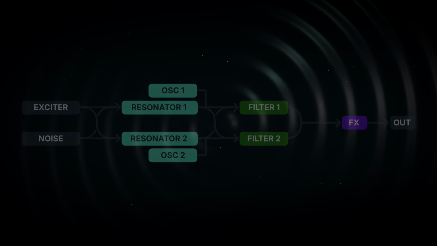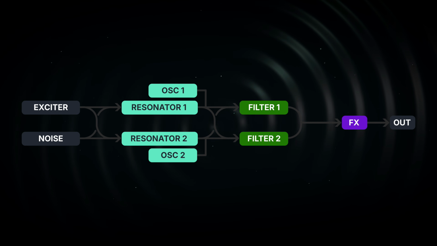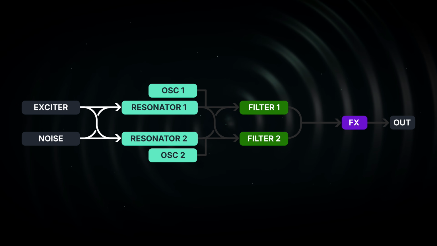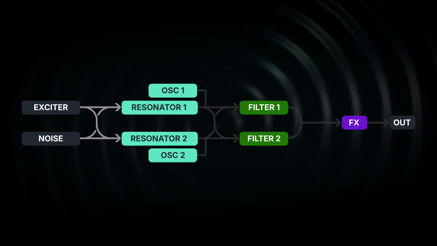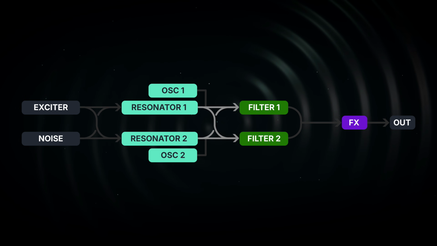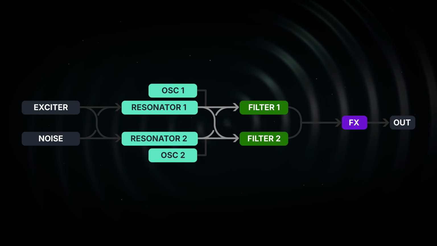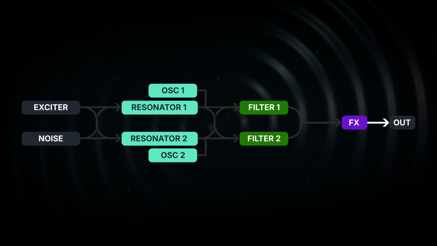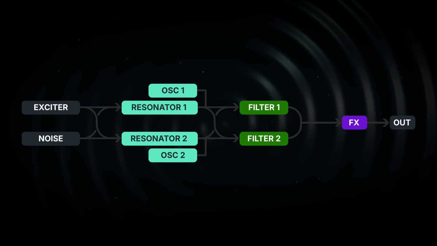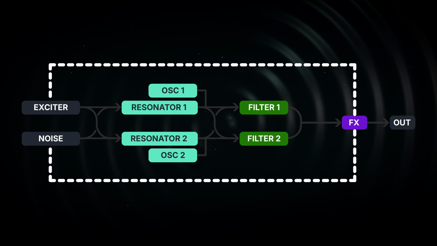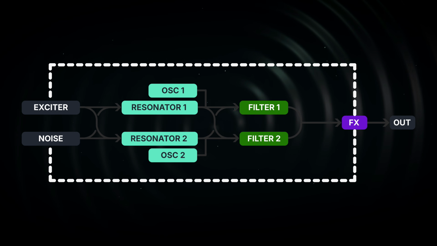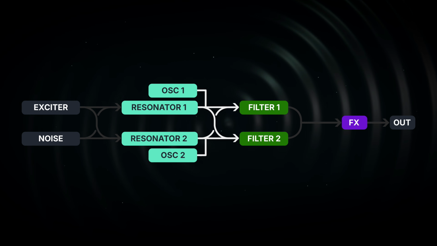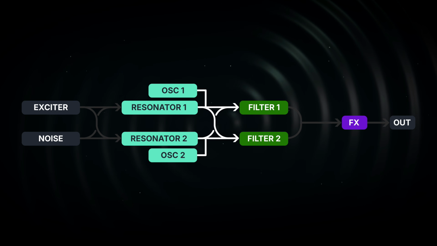To understand how Rippler makes sound, you need to understand the signal path at a glance. Signals from the exciter and noise modules flow into the two resonator modules. These then flow into the filters, followed by the effects, and then the output. Exciter modules can also flow directly into the effects. Oscillators 1 and 2 don't go through the resonators, but go straight to the filters.